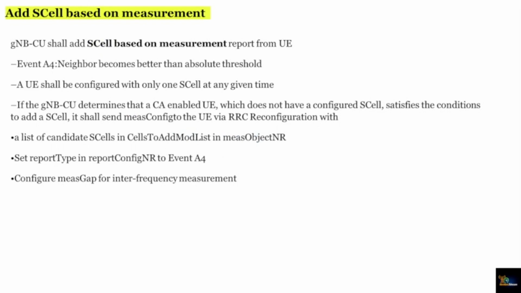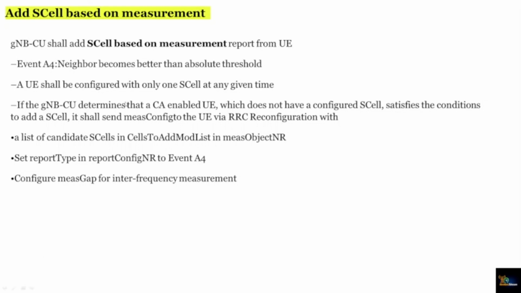Some additional points are here. Add SCell based on measurement. The gNodeB CU adds the SCell based on the measurement report from the UE, for example event A4, where a neighbor becomes better than a threshold. And the UE shall be configured with only one SCell at a given time.